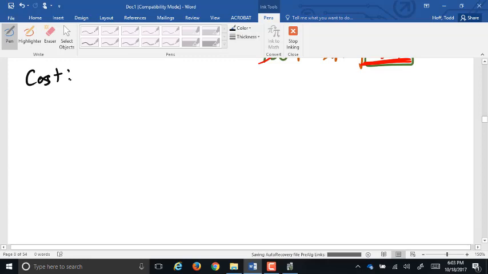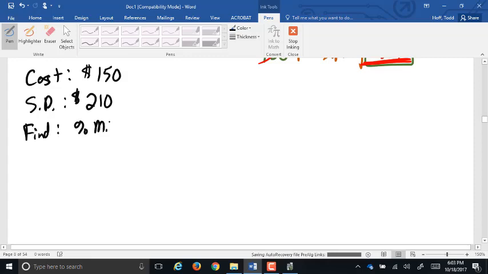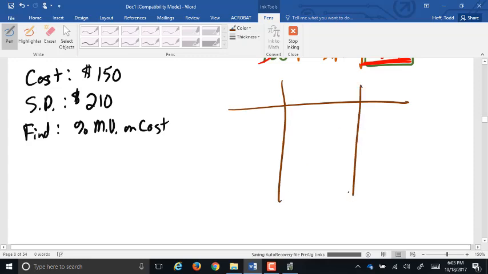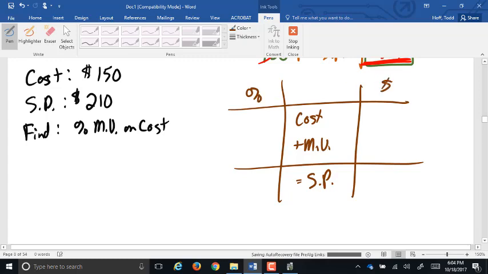Let's say that we have an item that has a cost of $150. It has a selling price of $210. Find the percent markup on cost. So we have cost plus markup equals selling price. Percents and dollars.